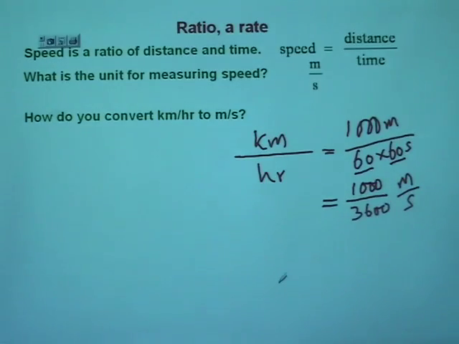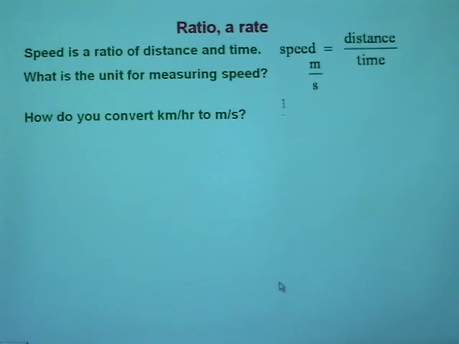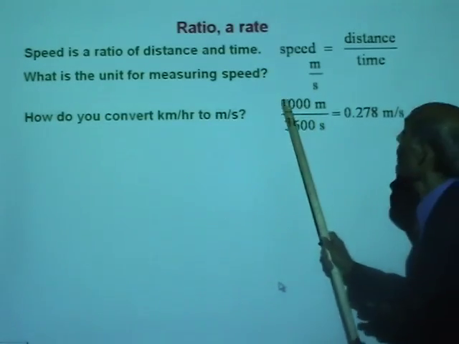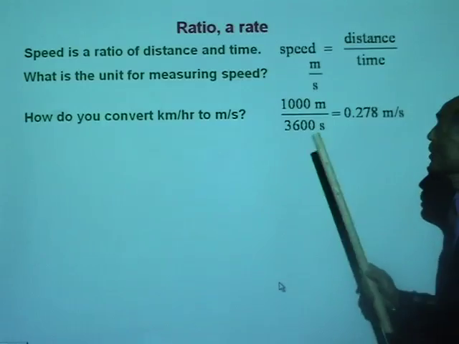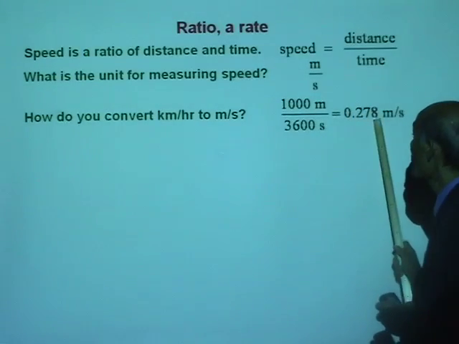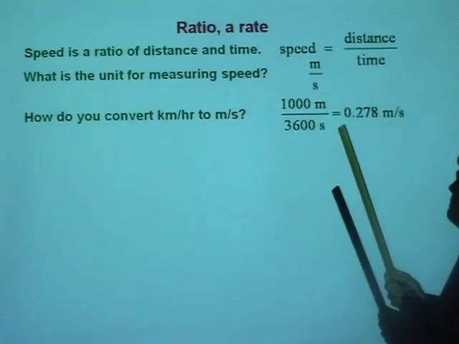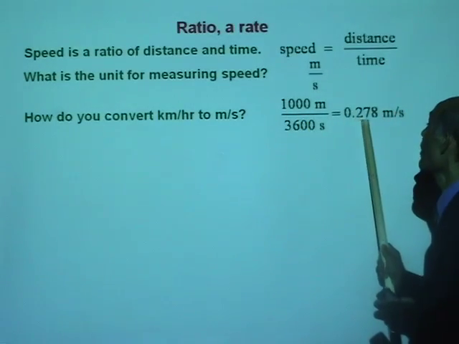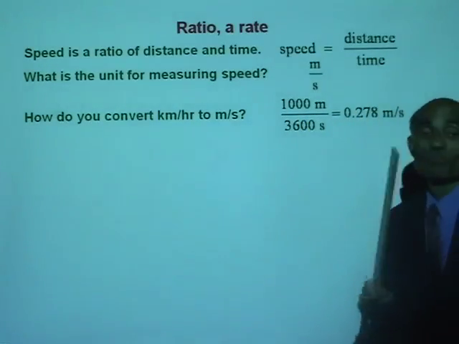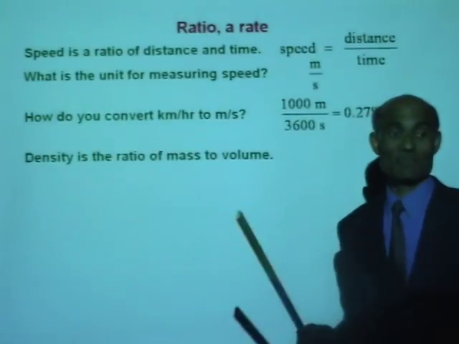Alright, let's move on. You multiply by 1,000 and divide by 3,600, or simply multiply by this number, 0.278. 1 kilometer per hour is 0.278 meter per second.